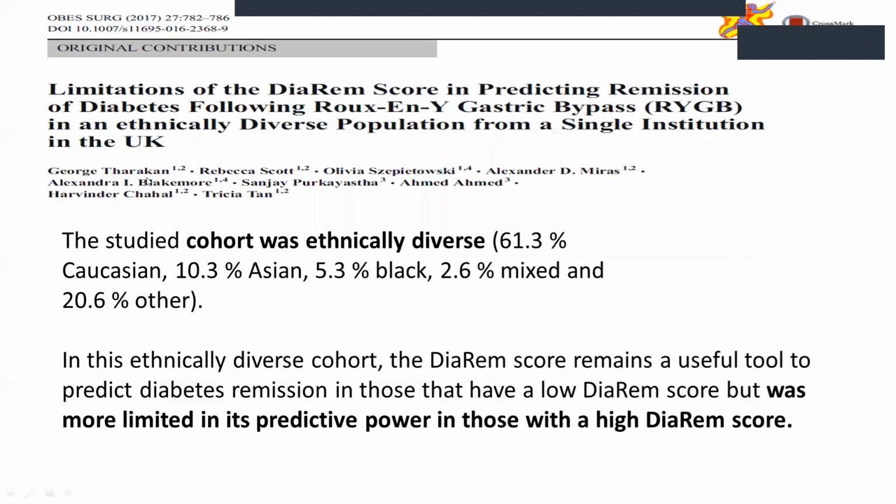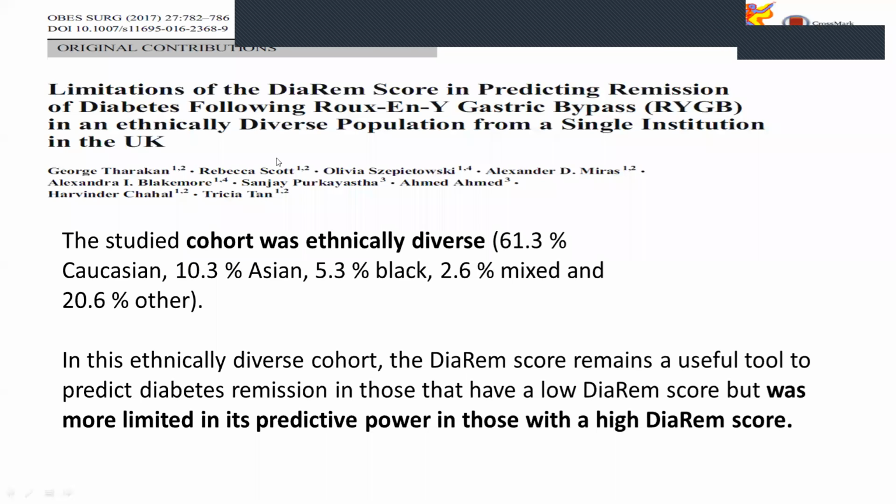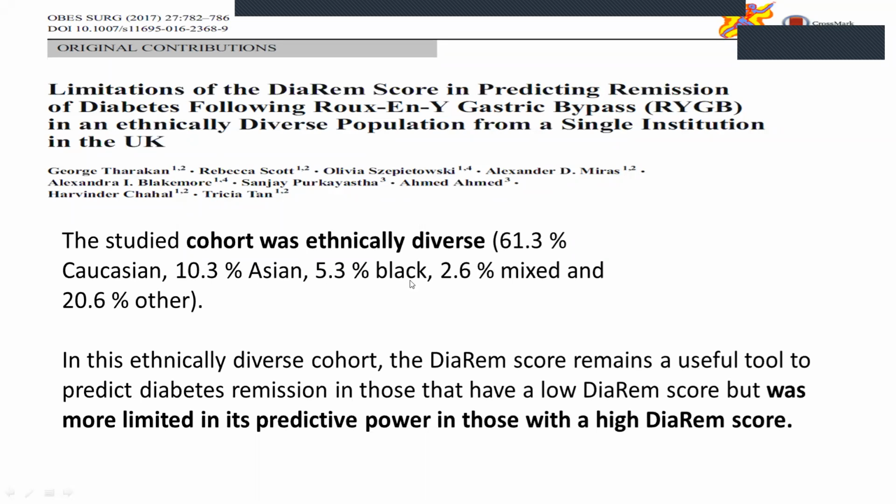This study was by Tarakan et al. from a UK population. Here they evaluated DiaRem score in predicting the remission in an ethnically diverse population. So it included Caucasians, Asians, blacks, and mixed ethnicities. They found that DiaRem score remains useful in predicting diabetes remission in multiple ethnicities when the DiaRem score is low. But when the score is in the higher range, the predictive power is less for DiaRem score. This was found out by this study.